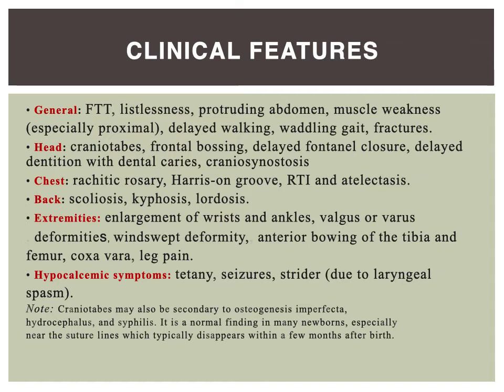Different types of spinal deformity, the patient will develop scoliosis, kyphosis, lordosis. On the extremities, the patient will have enlargement of the wrist and the ankle, different deformities of the lower extremity, for example, valgus, varus, wind-swept deformity, anterior bowing of the tibia, coxa vara, and the patient may have pain. In delayed diagnosis, the patient may develop symptoms of hypocalcemia, tetany, seizure, and stridor.